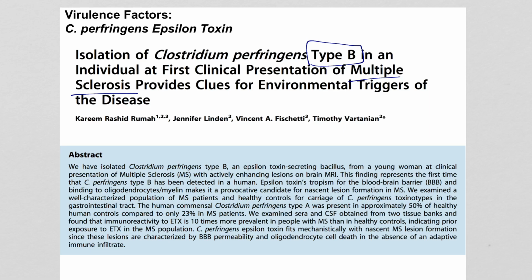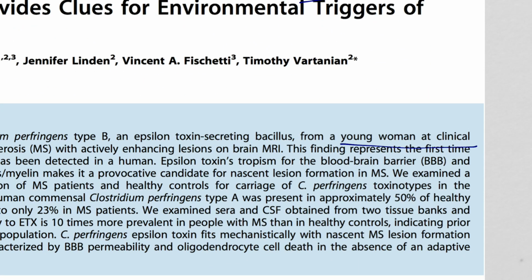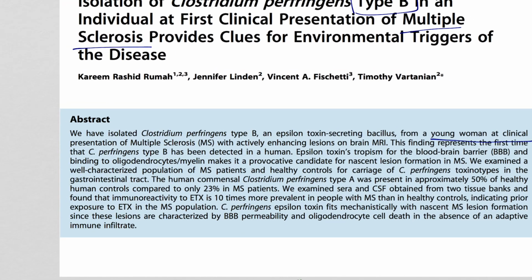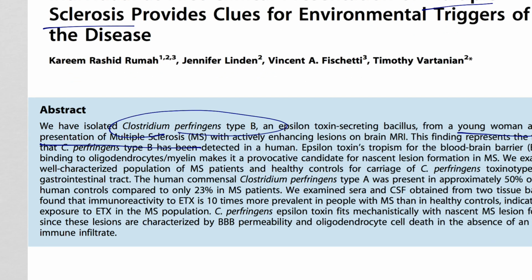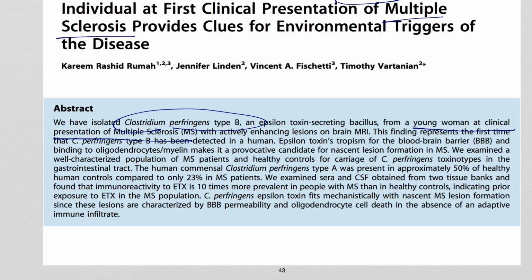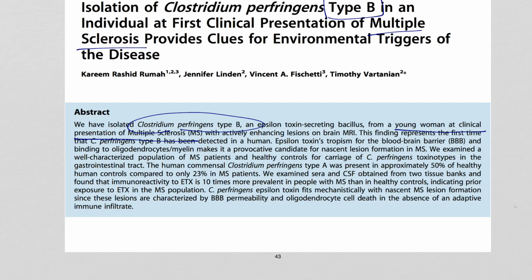And what these researchers did is, thing one, they had a patient who was presenting her first symptoms of MS. She was just being diagnosed. And while that was happening, they found that she had Clostridium perfringens type B infection, and they isolated the bacterium that was causing that infection. Right, that by itself is not very strong evidence because it could just be a complete coincidence. So they looked for a little more evidence.